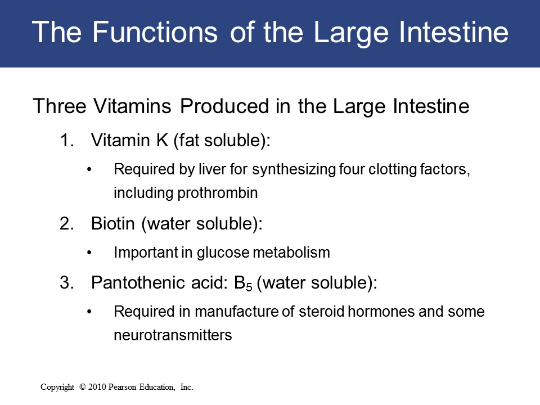The vitamins produced in the large intestine are vitamin K, which is fat soluble and required by the liver for synthesizing four clotting factors including prothrombin. Another vitamin produced by the large intestine is biotin, which is water soluble and is important in glucose metabolism. And the third vitamin produced in the large intestine is pantothenic acid, which is B5, also water soluble, and this vitamin is required in manufacture of steroid hormones and some neurotransmitters.